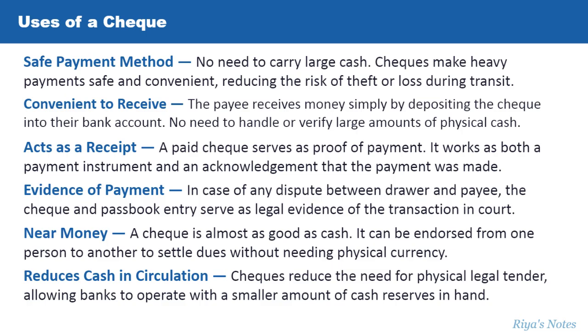Evidence of payment. In case of any dispute between drawer and payee, the check and passbook entries serve as legal evidence of the transaction in court. Near money, a check is almost as good as cash. It can be endorsed from one person to another to settle dues without needing physical currency. Reduces cash in circulation. Checks reduce the need for physical legal tender, allowing banks to operate with a smaller amount of cash reserves in hand.